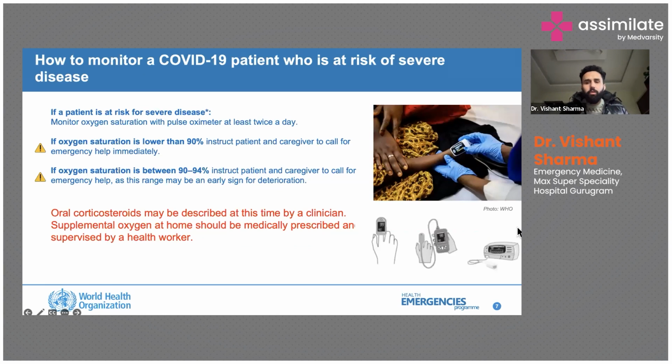So, how do you monitor if the patient is at risk of severe disease? Monitor oxygen saturation with a pulse oximeter at least twice a day. Do you think pulse oximetry is a very efficient thing, yes or no? Do you think pulse oximetry is very accurate? Does it have good specificity or sensitivity?